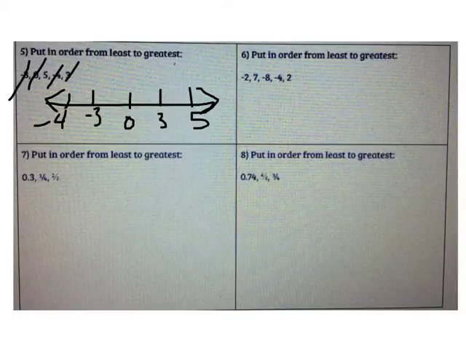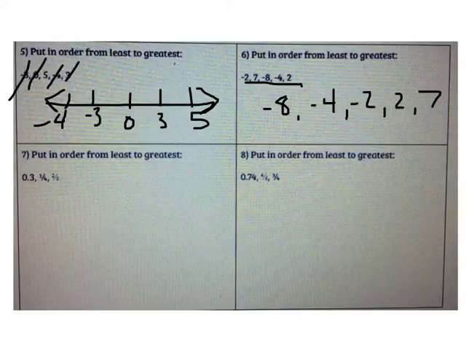Now, you try one. Put these numbers in order from least to greatest. Which answer choice shows these numbers in order from least to greatest? The correct answer is that -8 is least, followed by -4, -2, 2, and then 7.